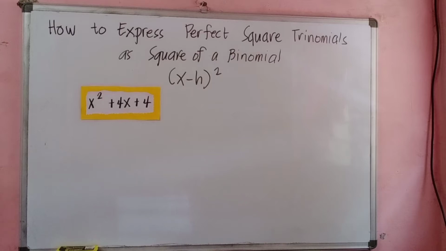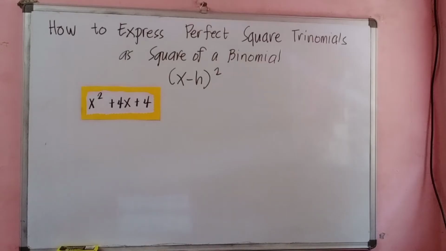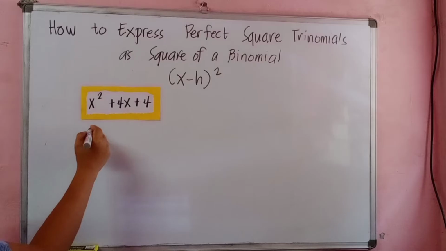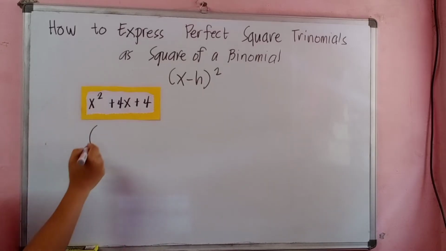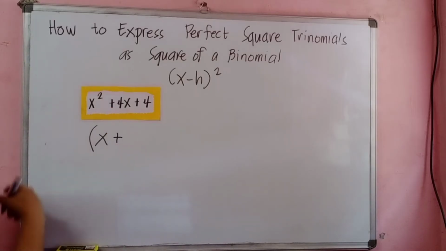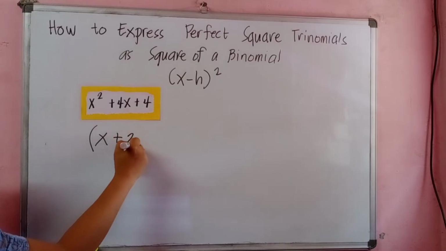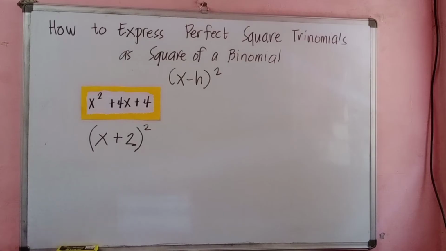Now, how do we express this as this form, or square of a binomial? This is an easy way. So we have to get the square root of the first term, which is x. Carry the sign of the middle term, we have plus, and take out the square root of the last term, which is 2, and then put a square sign. So that's how easy it is to express perfect square trinomials as square of a binomial.